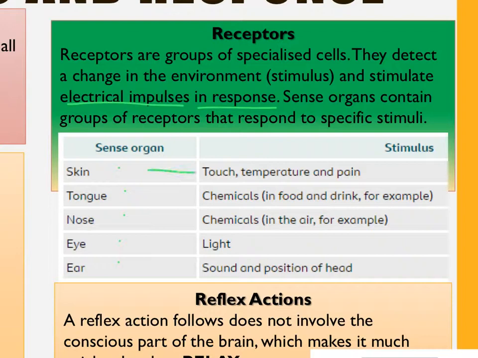So skin: the stimulus is touch or temperature or pain. So when you touch something, if it's hot, you'll know it's hot. The tongue is for chemicals, so you pick that up in food or drink. The nose, again, chemicals from the air. The eye has receptors that receive light, and ears are for sound and position of head. That should also say, I think, balance. So determining whether you're standing up, lying down, or sitting down.